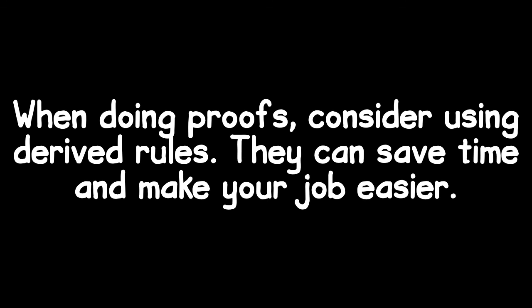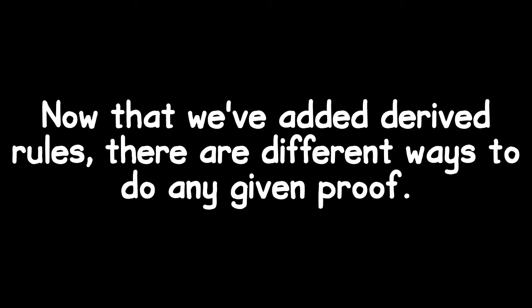That means when you're doing proofs, you should consider using derived rules. They can save time and make your job easier. But it also means, now that we've added the derived rules, that there are different ways to do any given proof. Constructing proofs isn't about doing the shortest proof or the most clever one. What matters is that you can figure out a way to get from the premises to the conclusion. Depending on which rules you use, your proof might not look the same as mine or as someone else's. And that's fine.